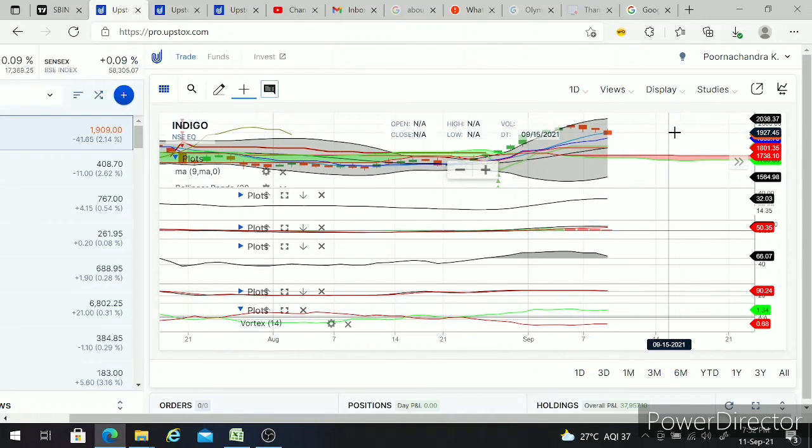So we're getting more than 5 to 6 buy signals, friends. So you can happily buy this stock also. You don't need to worry at all.